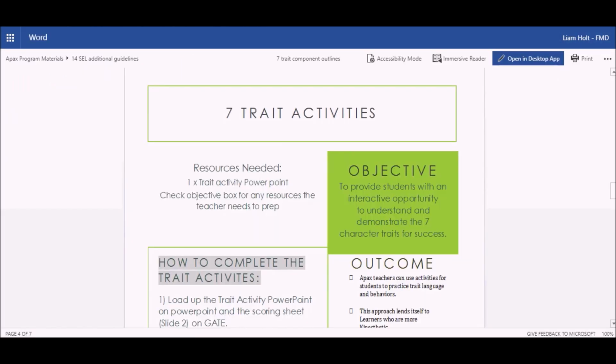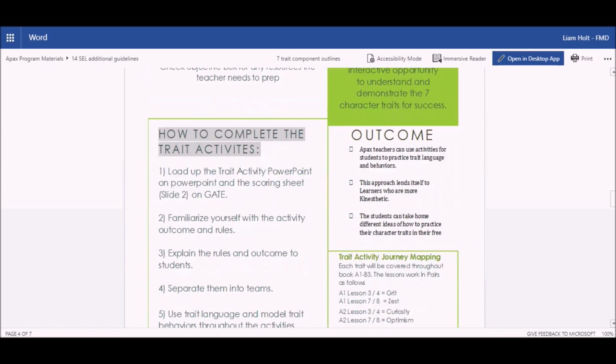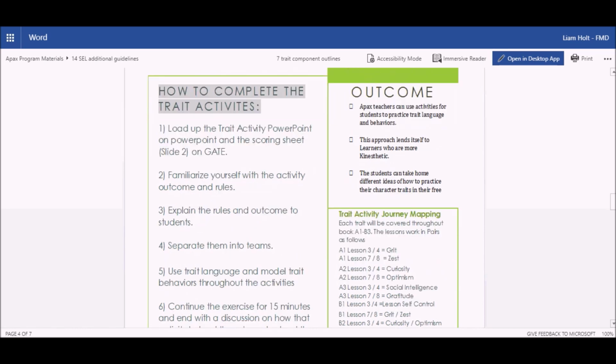And here we are at the trait activity page. So our resources again will be the PowerPoint provided on OneDrive. Also check for any additional resources that are required to prep. Our outcomes then are to use activities to practice trait language and behavior. It's more kinesthetic in approach, and the students can take home different ideas about how to practice character traits.